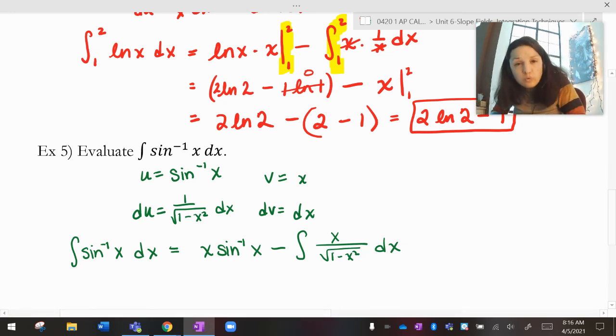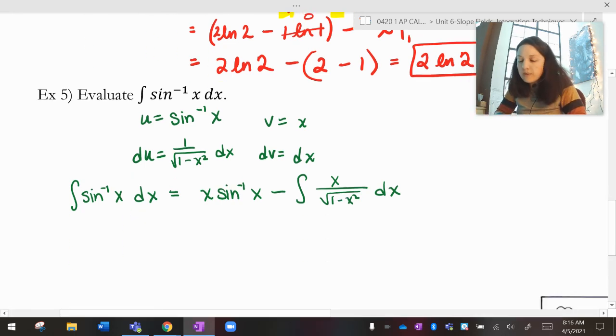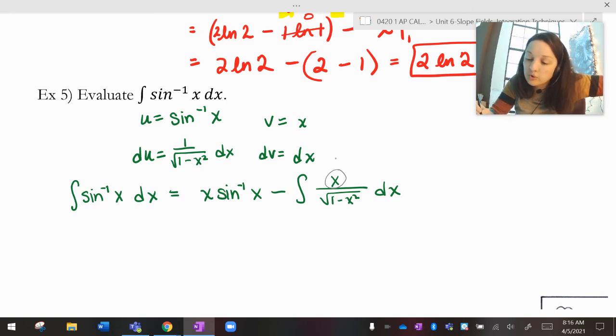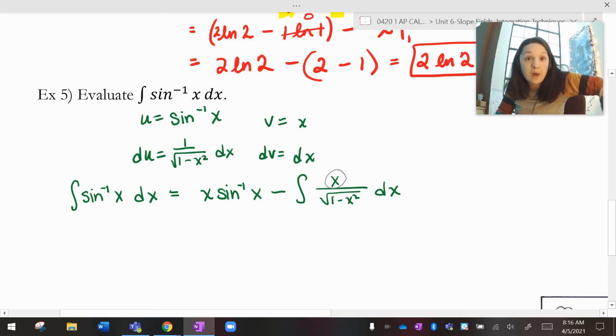Now I've got another quotient. Well, what am I going to do with that? Antiderivative of x over the square root of 1 minus x squared? You know what? I don't know what that antiderivative is. But you know what I'm noticing? Is that I have an inside part of 1 minus x squared, and the derivative of 1 minus x squared would be negative 2x, which is kind of what I got right there. This is integration by parts, and we finish strong with a u substitution, but just like a regular u substitution, not an integration by parts u substitution. So now we're going to do that.